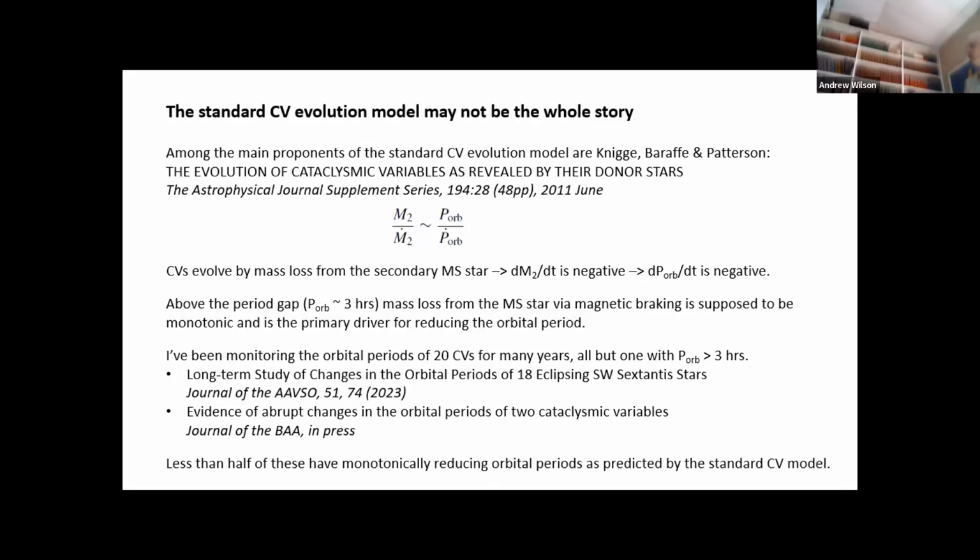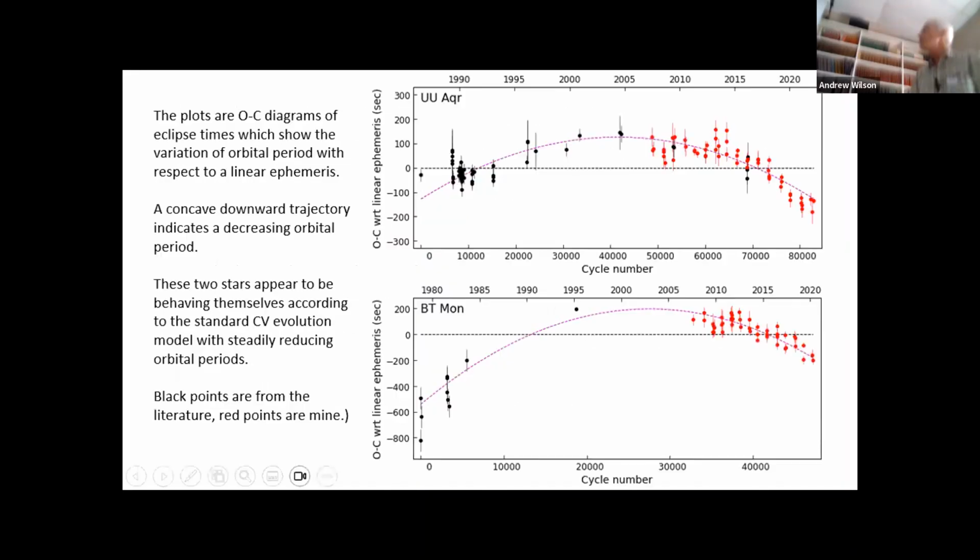But the bottom line is that of these 20 odd stars, less than half of them in fact show monotonically reducing orbital periods when you observe them, as predicted by the standard model. So these are plots of O minus C diagrams. We've heard about those already from Chris and others. It's how you monitor the orbital period of a star, where you take the difference between the observed eclipse time, O, and the predicted time, usually on the basis of a linear ephemeris, C. You take O minus C and you plot that against cycle number or time.